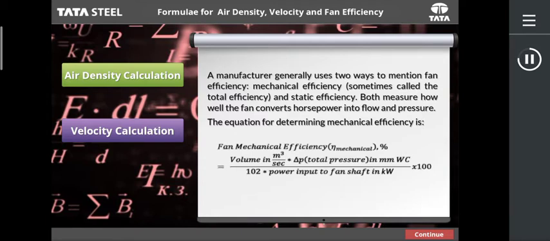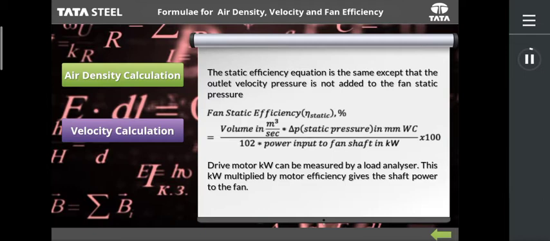Delta P denotes total pressure in millimeters water column. mmWc denotes millimeters water column. kW denotes kilowatt. The static efficiency equation is the same, except that the outlet velocity pressure is not added to the fan static pressure. It can be expressed as shown on screen, where eta static denotes percentage of static efficiency.